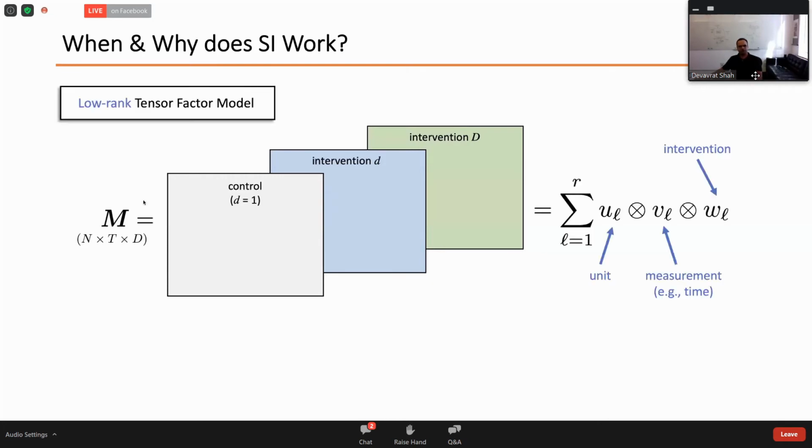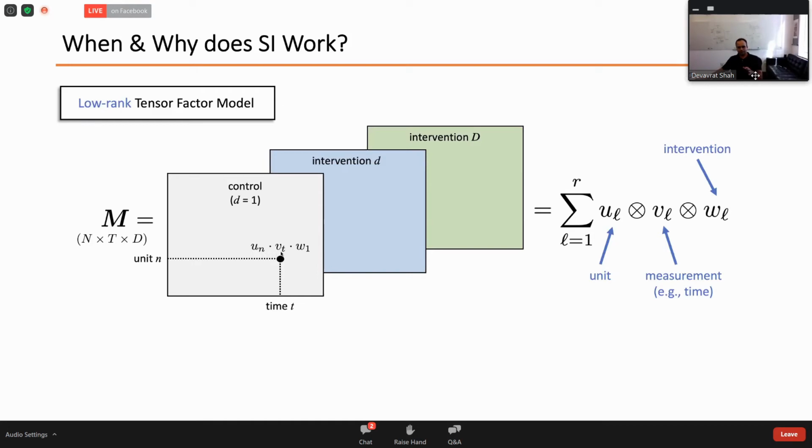Okay. So what this says is that the matrix of potential outcomes has a low tensor rank. In particular, it has a decomposition that looks like effectively a rank R decomposition with U's corresponding to units or countries or rows, V's corresponding to time, these columns, and W's corresponding to different interventions.